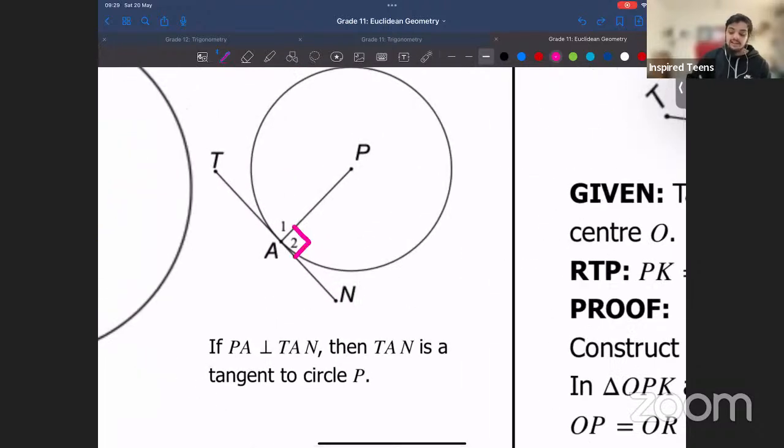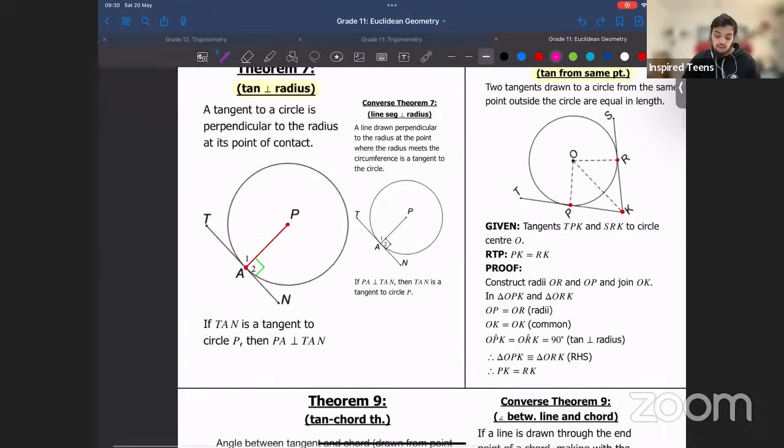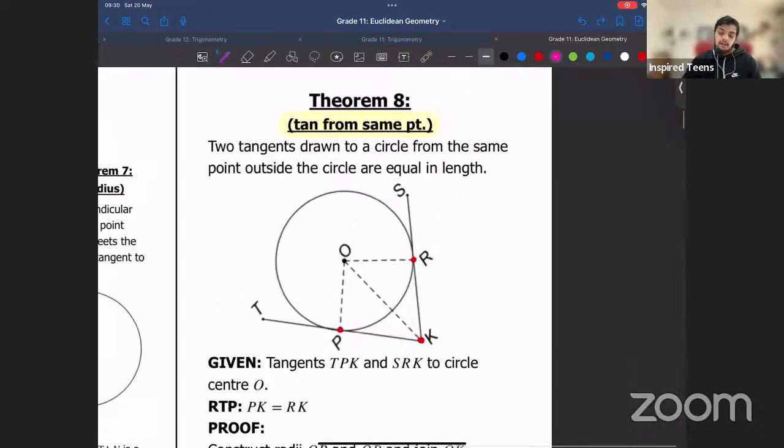However, it's given that it's 90 degrees. So since this is a radius and it's perpendicular to a line touching at the point where the radius touches the circumference, then you should know that that line is definitely a tangent line because it is perpendicular to the radius drawn from that point. So that's the converse. Let's look at theorem 8.